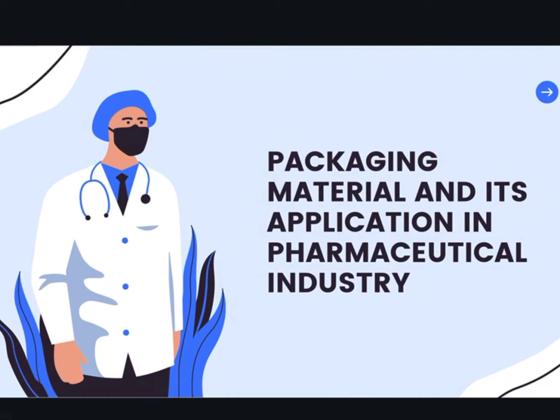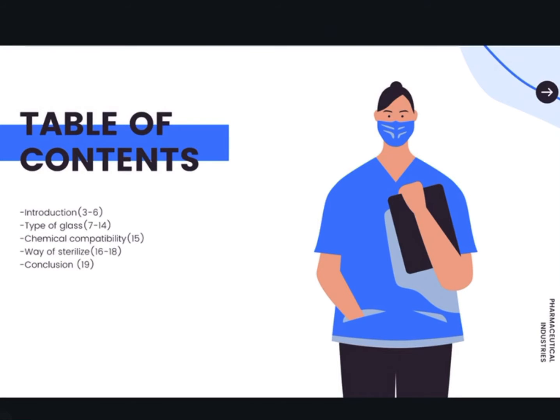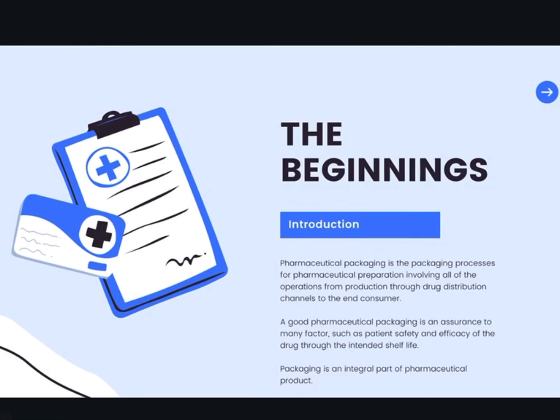So, today we're gonna see about packaging material and its application in pharmaceutical industry. First, what we're gonna see in the table of content is introduction, type of glass, chemical compatibility, way of sterilize, and conclusion. So, in the beginning as an introduction, pharmaceutical packaging is the packaging processes for pharmaceutical preparation involving all of the operations from production through drug distribution channels to the end consumer.